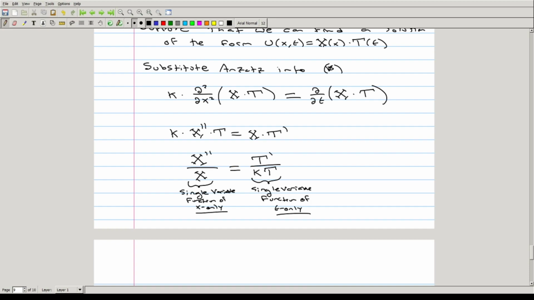Neither of these ratios can be functions of either of the variables. Otherwise, what we have here would not be possible to do or satisfy. So we wouldn't be able to satisfy this equation. And this is really the key thing to note when we're looking at this separability.